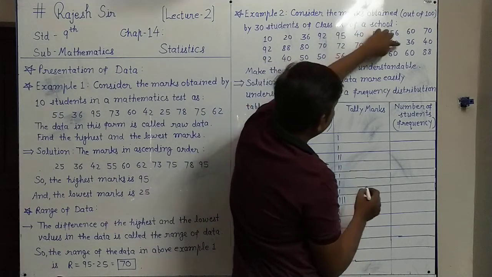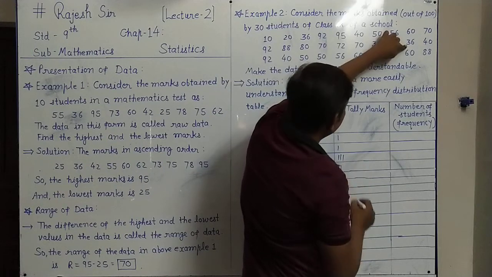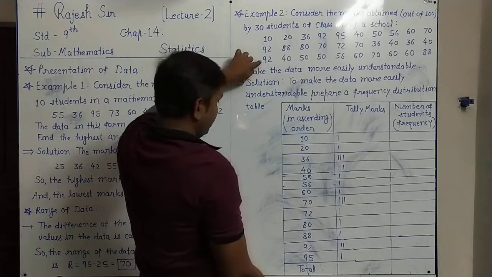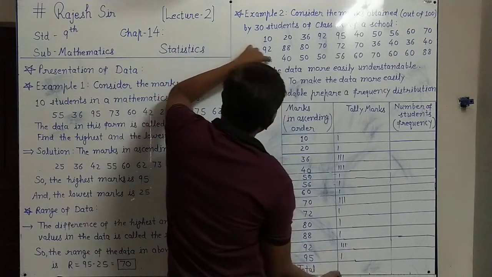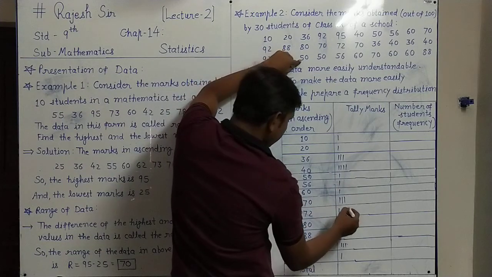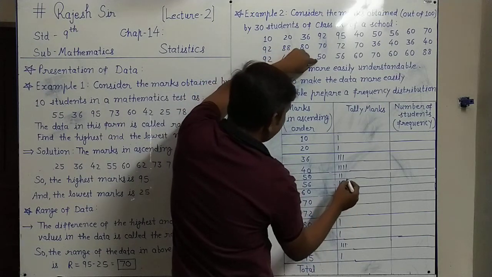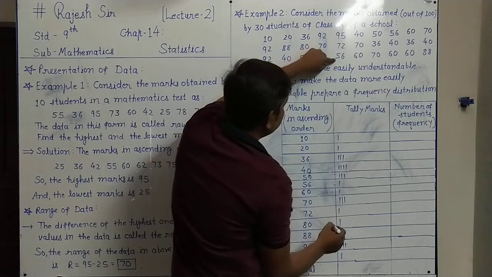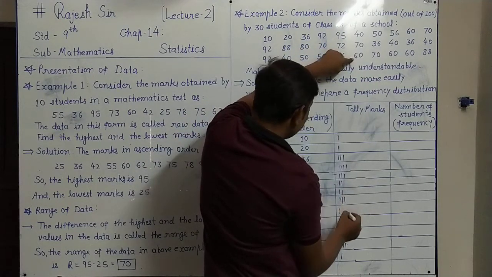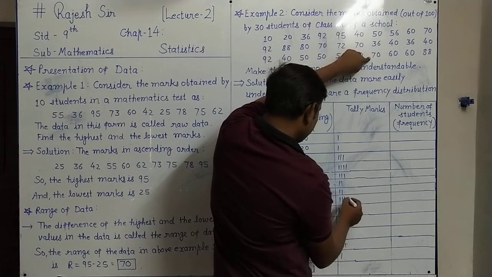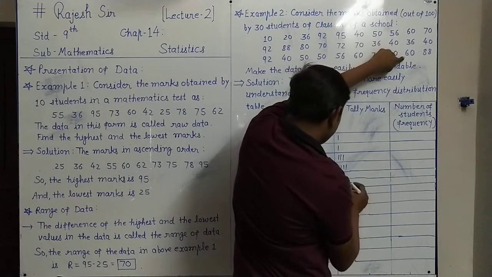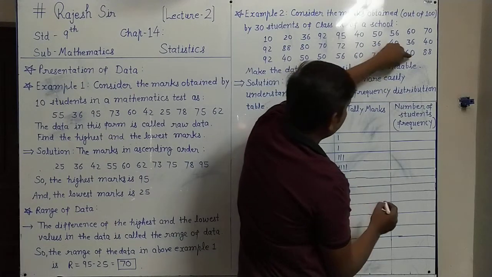40, second mark, 36, third mark, 40, third one, then 92, third one, 40, fourth mark, 50, second mark, again 50, third mark, 56, second mark, 60, second mark, 70, fourth mark, 60, third mark, again 60, fourth mark, and 88.